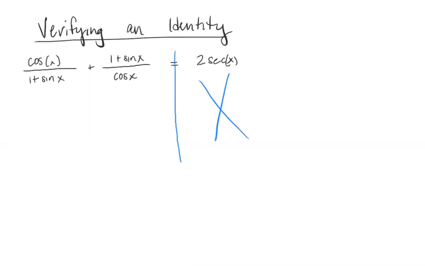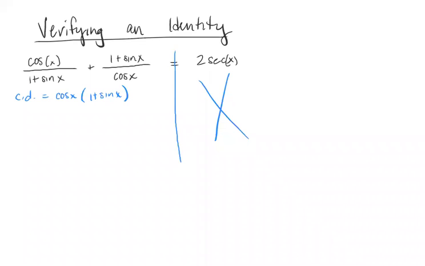So the first thing I see when I look at the left-hand side is that I don't have a common denominator, and I'd like to. So I'm going to find a common denominator. To get that common denominator, I'm just going to multiply the two denominators I have together. So that would be cosine x times 1 plus sine x. So I'm going to now rewrite this with a common denominator.